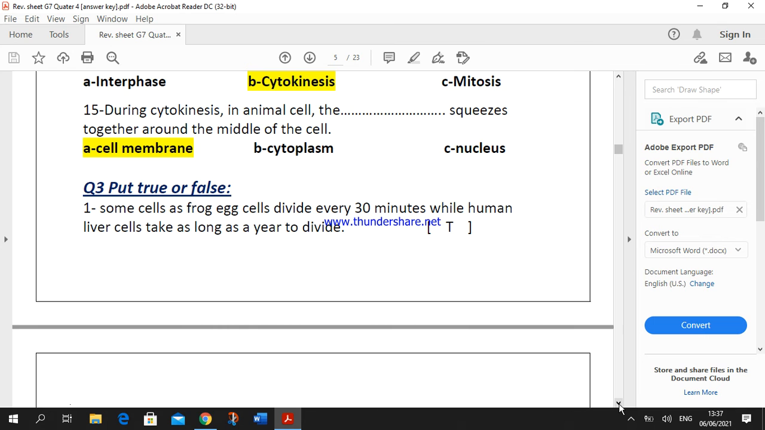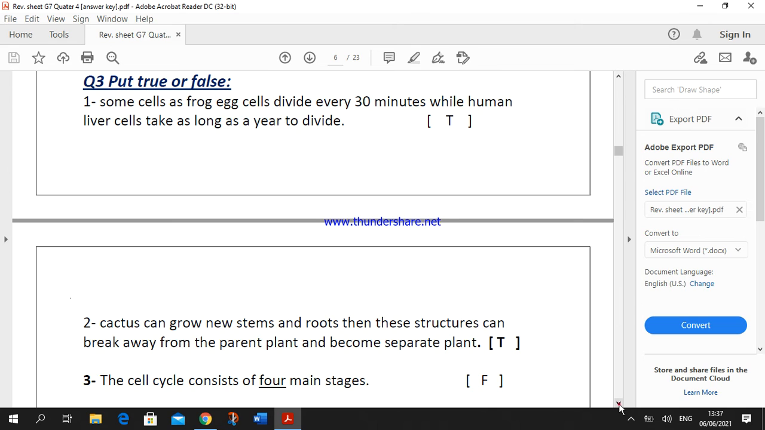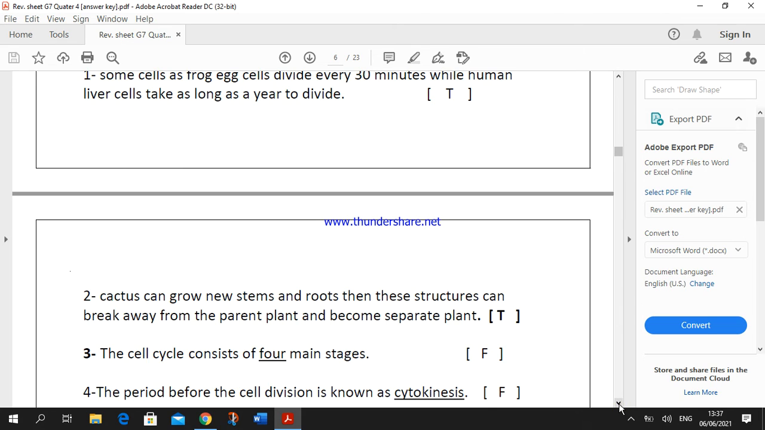Number 1. Some cells, as frog egg cells, divide every 30 minutes, while human liver cells take as long as a year to divide. True statement. Okay, because the cell division depends on the type of the cell. Okay, and the cell cycle differs from one cell to another according to the type of the cell.